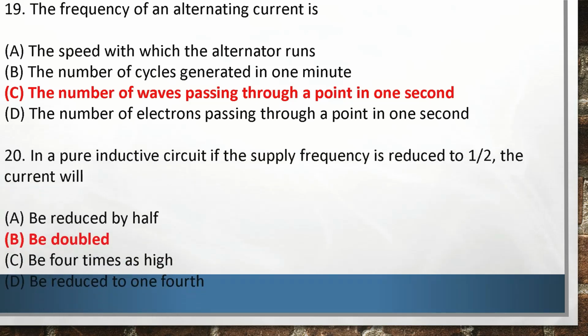20. In a pure inductive circuit, if the supply frequency is reduced to half, the current will: A, be reduced by half; B, be doubled; C, be 4 times as high; D, be reduced to 1/4. And the answer is B, be doubled.